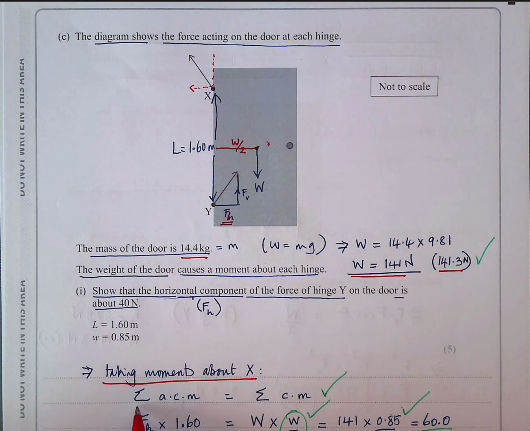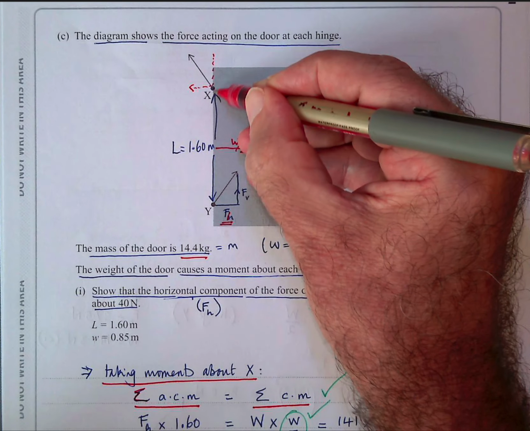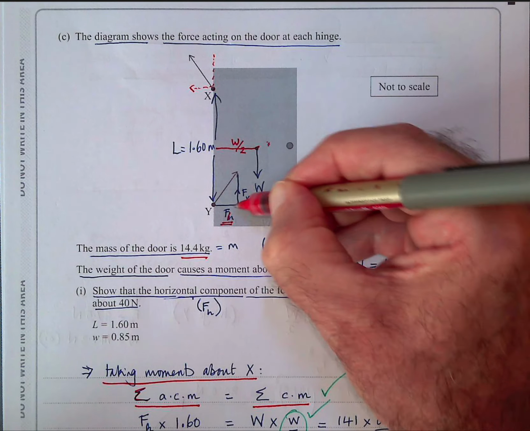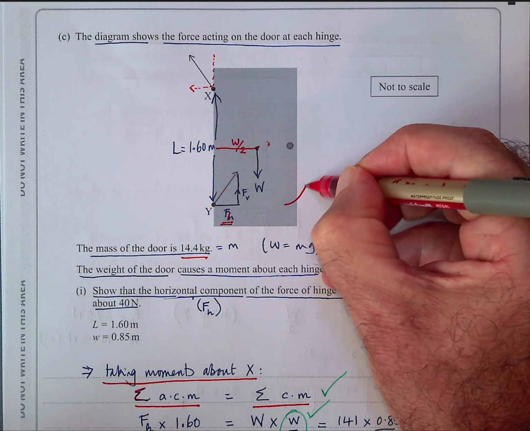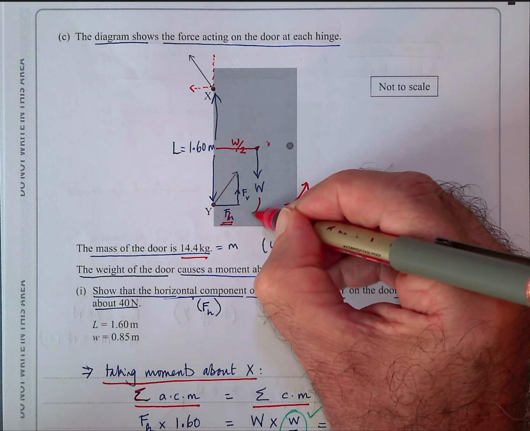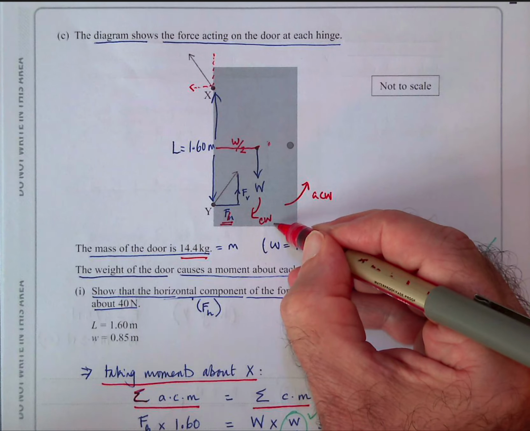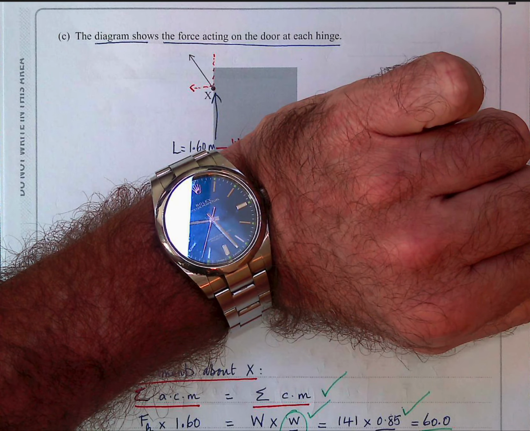So then you say the sum of the anti-clockwise moments must be equal to the sum of the clockwise moments. Clockwise is the direction the clock moves. If this is the center of the clock, this one's going anti-clockwise, and the weight is going clockwise. So there are clockwise moments and anti-clockwise moments. Make sure you use an analog watch. Here I have an analog watch.